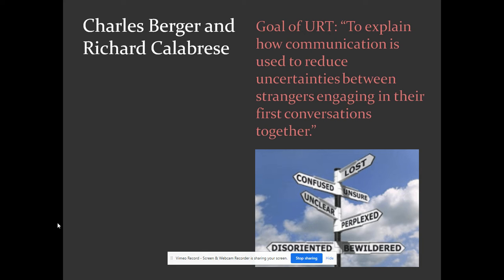First, when I say uncertainty, I'm referring to the discomfort felt when there is an unknown in a relationship. Berger and Calabrese define uncertainty as having a number of possible alternative predictions or explanations. So these possibilities or alternative predictions and explanations create discomfort in us.